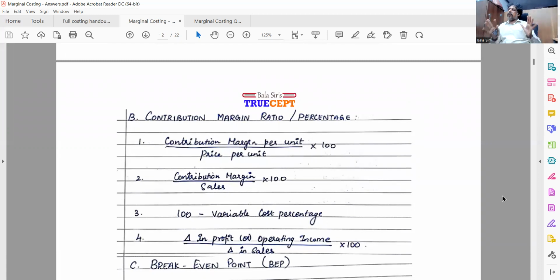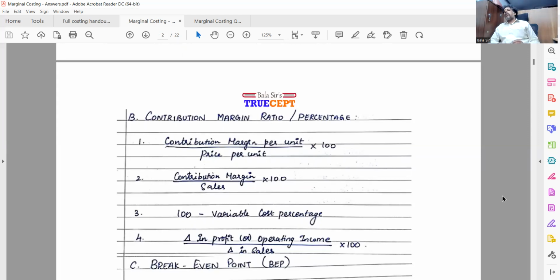Contribution margin percentage or ratio. It's called the profit volume ratio: change in profit by change in sales into 100. Remember, when I say change in sales, the denominator is the sales value, not the quantity. In our example, the 48,000 change in profit, year one to year two, is divided by the change in sales amount, which is 1,20,000 rupees. How? 2 lakh rupees and 3,20,000.